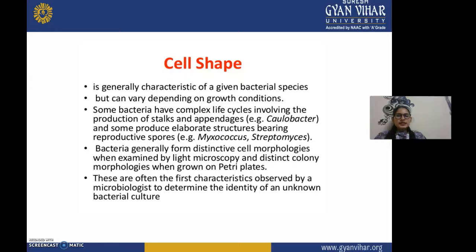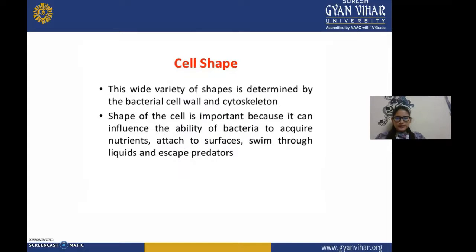They are generally characteristic of a given bacterial species but can vary depending on the growth conditions. And some bacteria have complex life cycles involving the production of stalks and appendages. Now, bacteria generally form distinctive cell morphologies when examined by light microscopy and distinctive colony morphologies when grown on Petri plates.